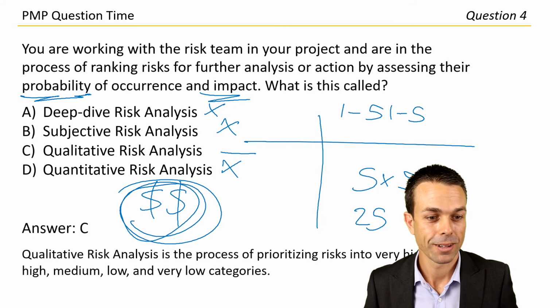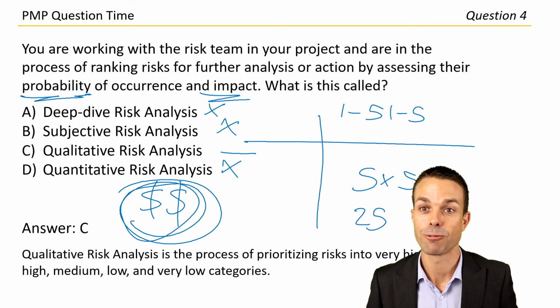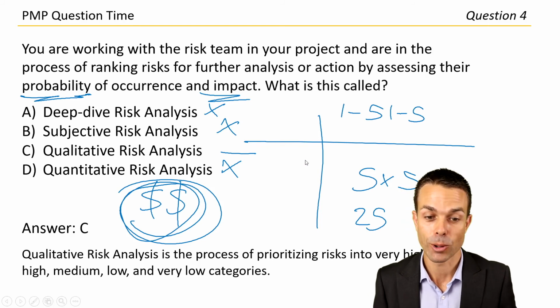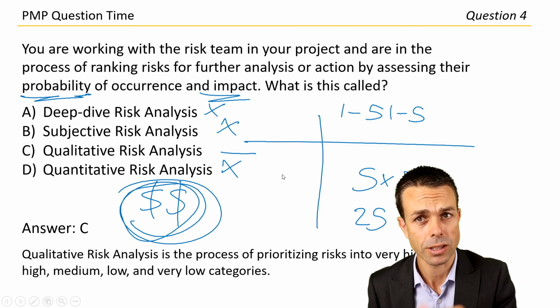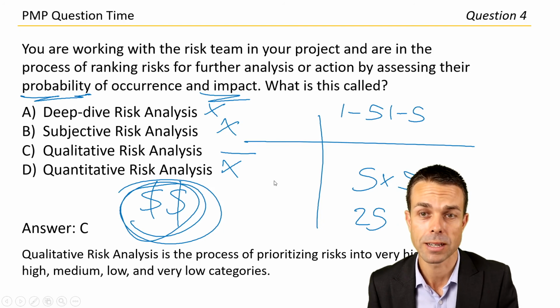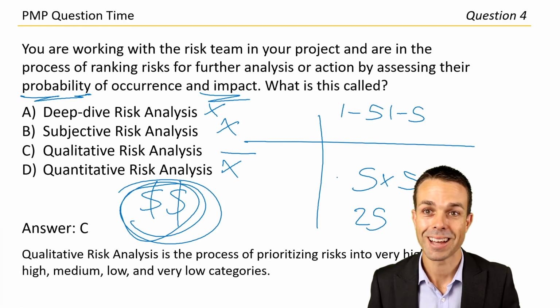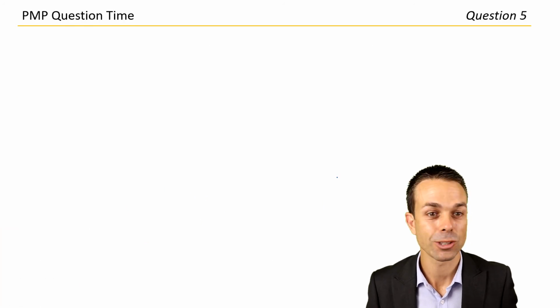Let's have a look. Answer C, qualitative risk analysis. Qualitative risk analysis is the process of prioritizing risks into very high, medium, low, and very low categories. And of course that could be a number, usually it should be, so that you can multiply them by each other, but that's the one that I would have gone with as well. We're on our last question. You're doing great. Last question, question 5.